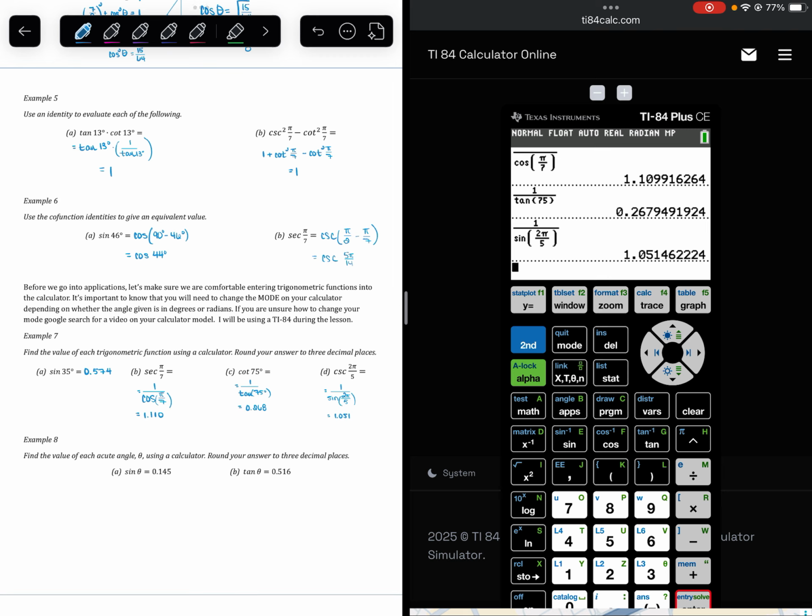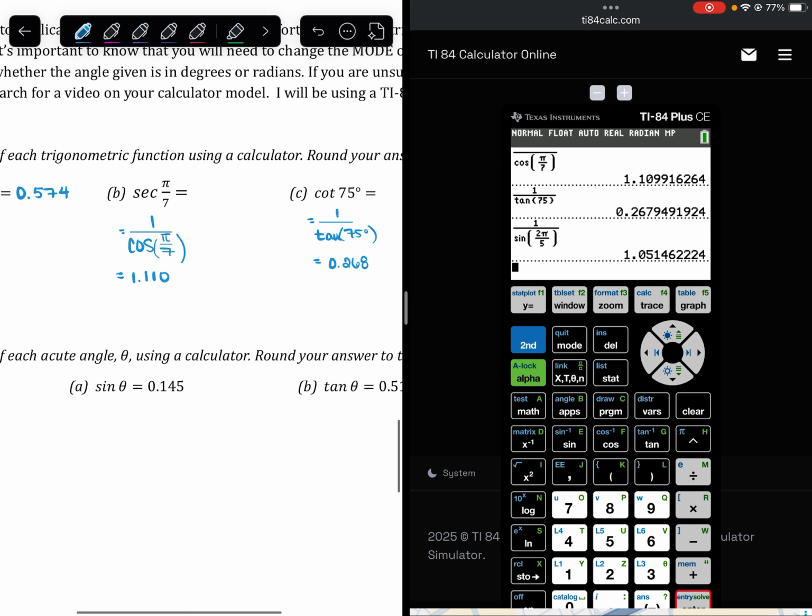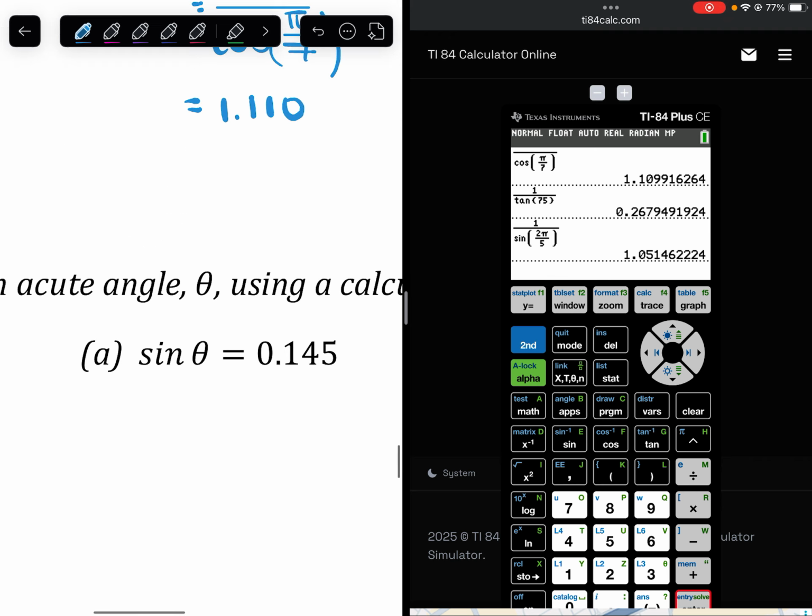All right, example 8. Find the value of each angle theta using a calculator. Round your answer to 3 decimal places. So this is where those other little buttons in blue, the sine -1, cosine -1 and tangent -1, are going to come in. Those are called inverse. That's kind of like multiplying by a reciprocal. It undoes something. If I want to undo sine, I use its inverse operation, inverse sine.